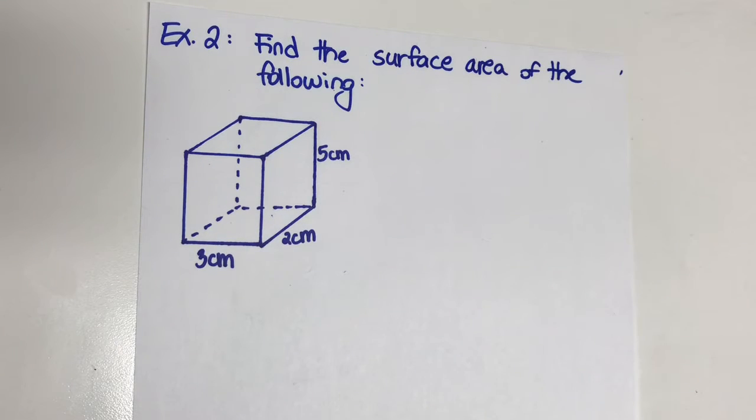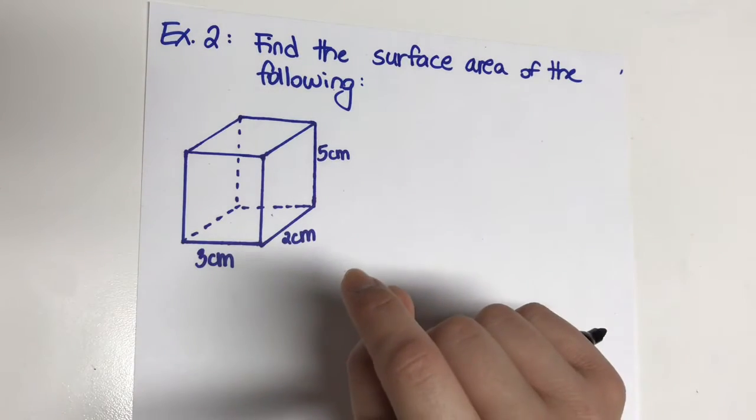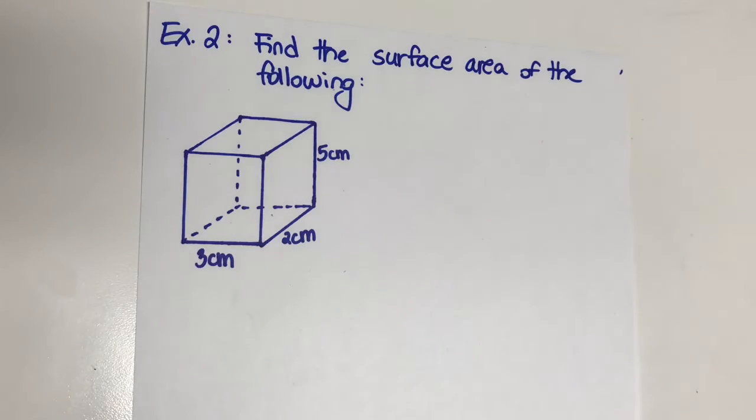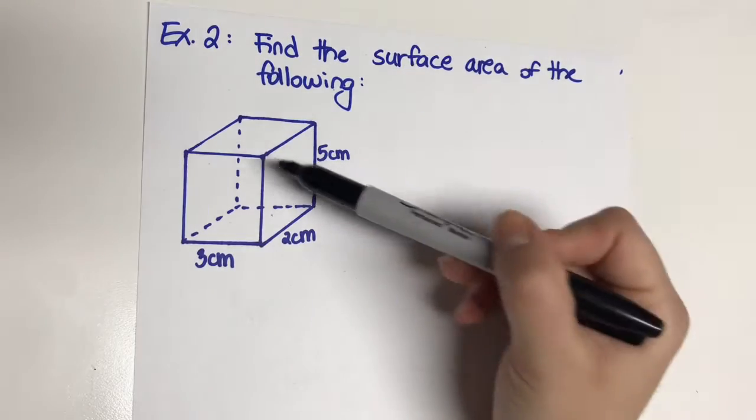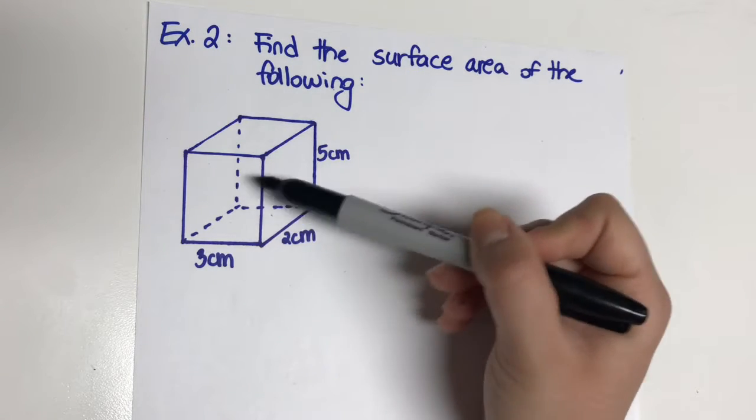Example 2. Find the surface area of the following. We can see that this is a rectangular prism because we have two faces that are opposite each other that are rectangles, and all the other faces are also rectangles. So it's a prism because the other faces are rectangles, and it's a rectangular prism because we have a rectangle right here.